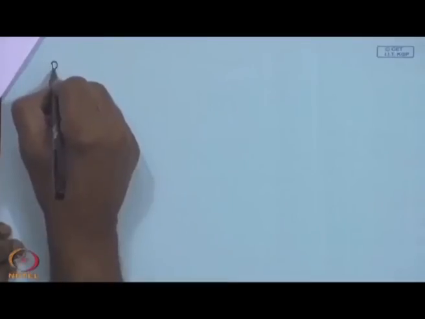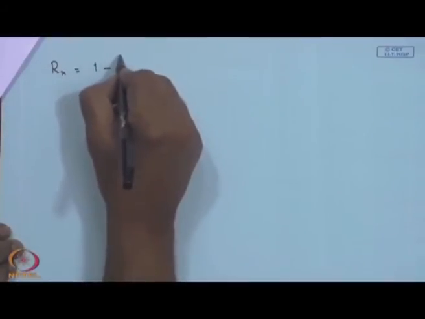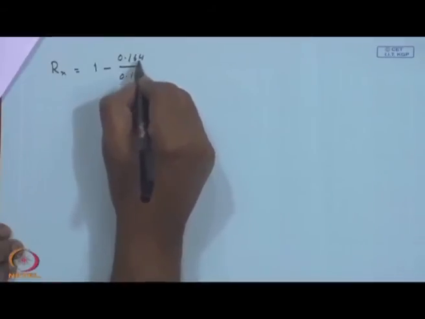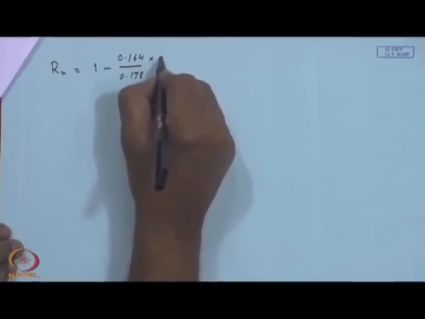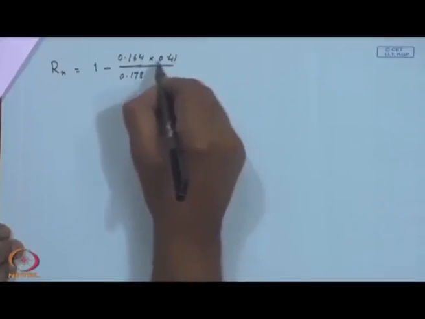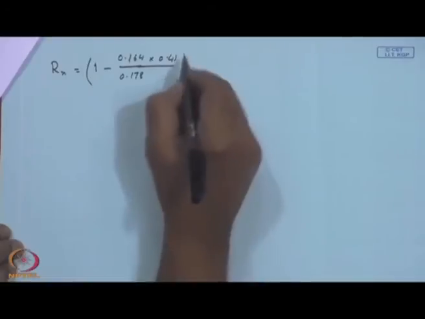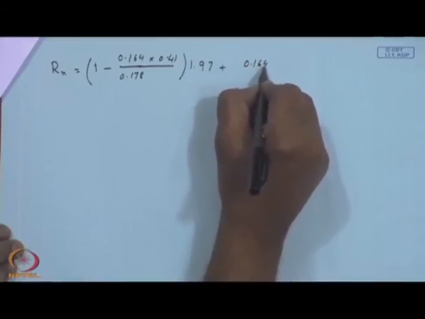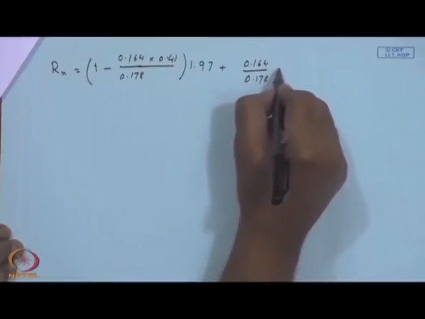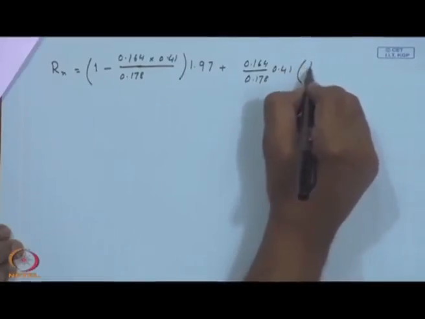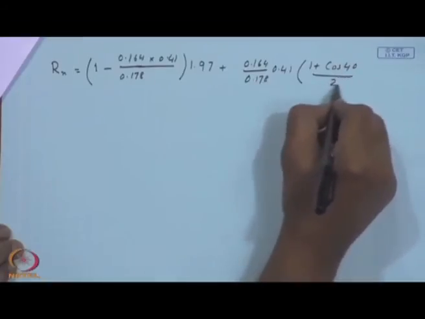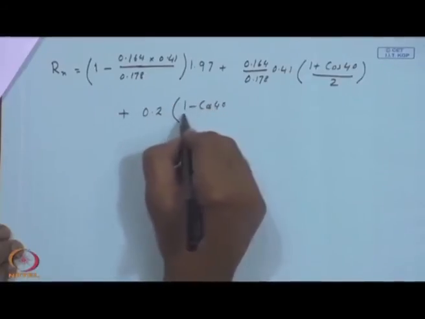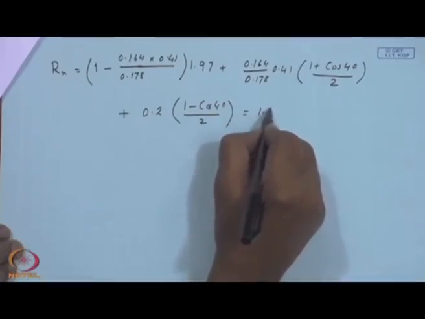So, R n, as I have explained, is 0.164 by 0.178, that is R d by R t, into the diffuse fraction 0.41 times 1.97, that is R b noon, plus again R d by R t times the diffuse fraction 0.41 times 1 plus cos beta by 2, plus the ground reflectance 0.2 into 1 minus cos beta by 2. This comes to be 1.59.